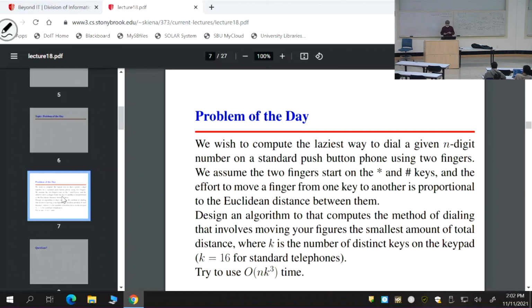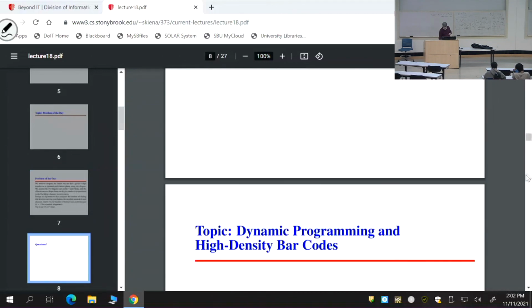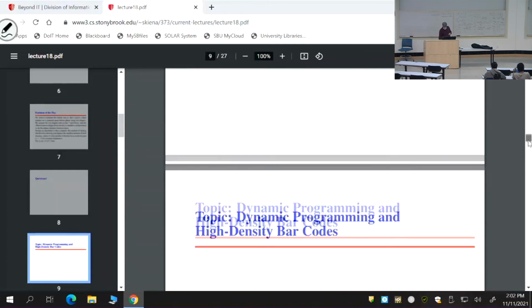Okay, and I'm going to argue that a lot of dynamic programming problems that occur in practice look something like this. And let me now try to prove that to you.